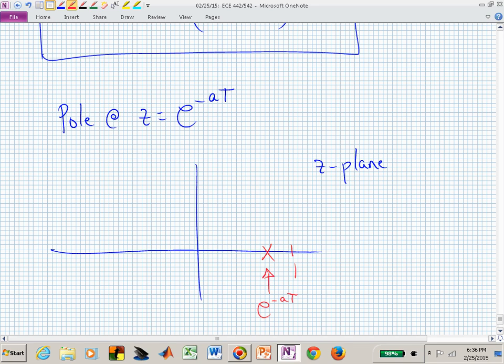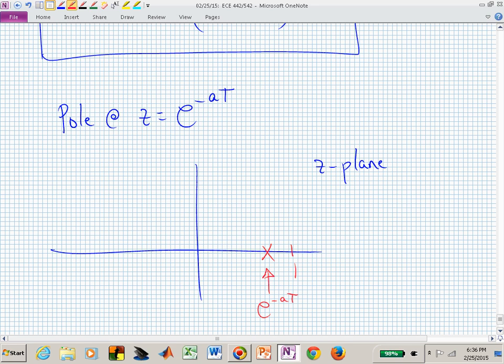Can we figure this out? Let's say A is 1. Let's make it easy. A is 1, and now let's let little t be 1. What's e to the minus 1? 1 over e. What's e? 2.7. Oh, it's about 3. 1/3, right? It's about 0.37, isn't it? So we're at 0.37 if a was 1 and capital T was 1.